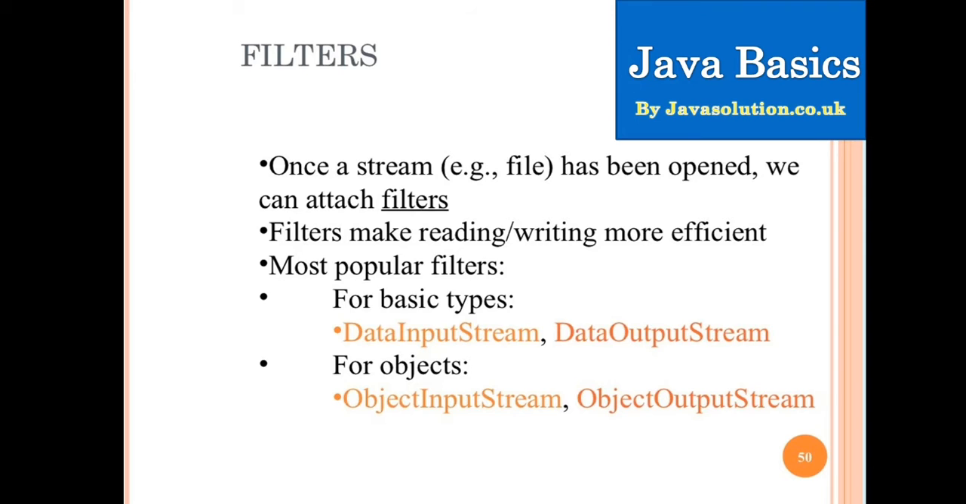In streams we also have filters. Once a stream, for example a file, has been opened, we can attach filters to it. Filters make reading and writing more efficient. The most popular filters are DataInputStream and DataOutputStream. They are for basic types, like primitive types or dates. And if you have objects and you want to read and write objects from the file, you need to use ObjectInputStream and ObjectOutputStream.